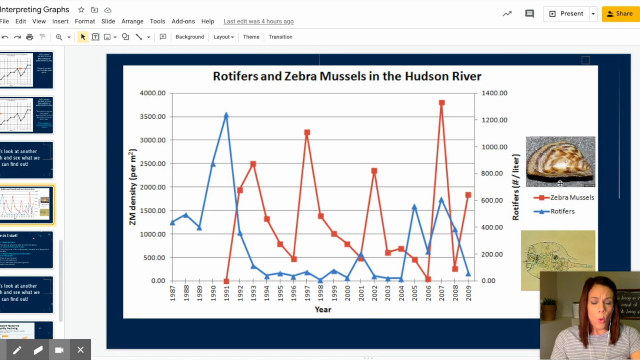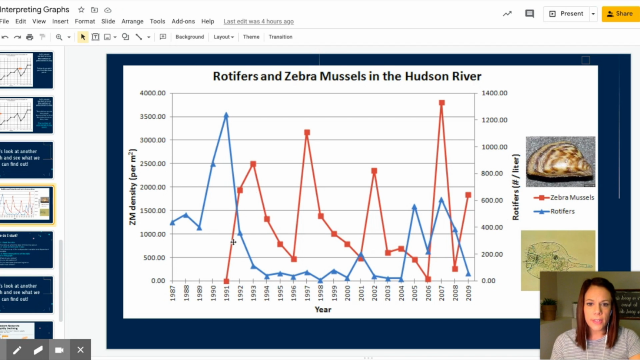What we know, again, this isn't in this graph, is that zebra mussels are filter feeders. So they filter their food from the water, which means that these guys here are eating these guys here. So the zebra mussels are the predators, and these rotifers are the prey. Now again, you might not know that by looking at this graph. You might have to do a little bit of research.